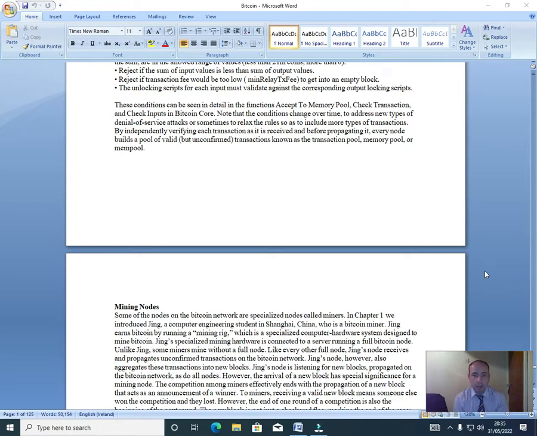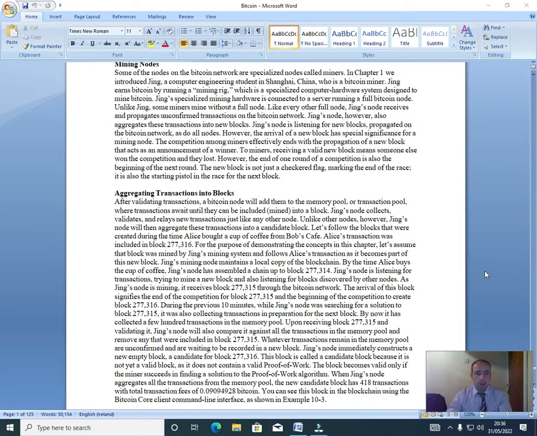to address new types of denial-of-service attacks, or sometimes to relax the rules so as to include more types of transactions. By independently verifying each transaction as it is received, and before propagating it, every node builds a pool of valid but unconfirmed transactions known as the transaction pool, memory pool, or mempool.